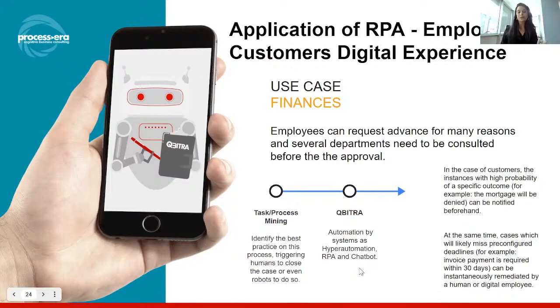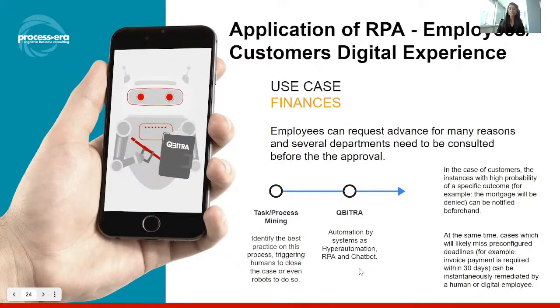So thinking about the employee side and its case on the finance, many employees request advances for several reasons, but sometimes they need to reach several platforms and several departments for the approval of this advance. So what the task and process mining are doing, they are identifying how to get this task done so it can be performed by Qbitra.